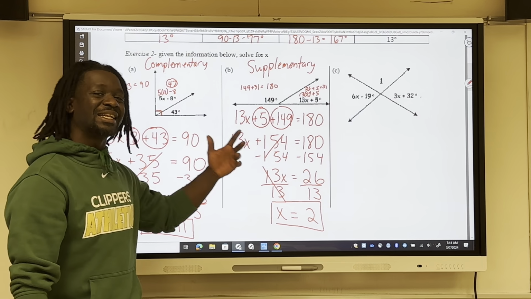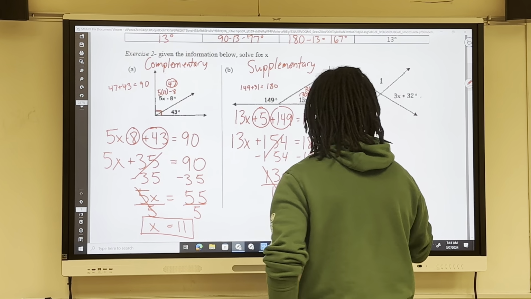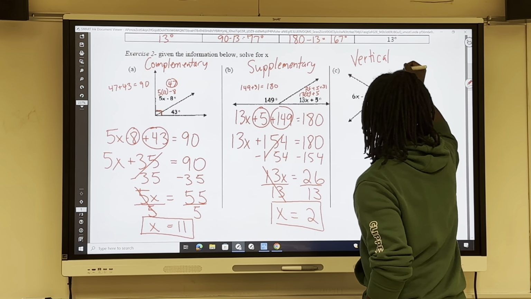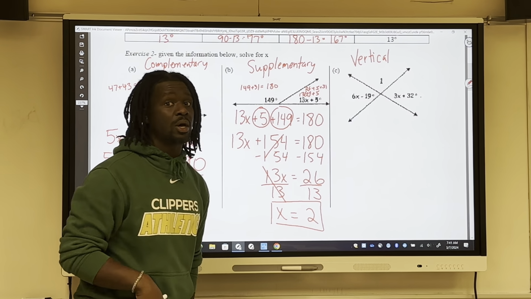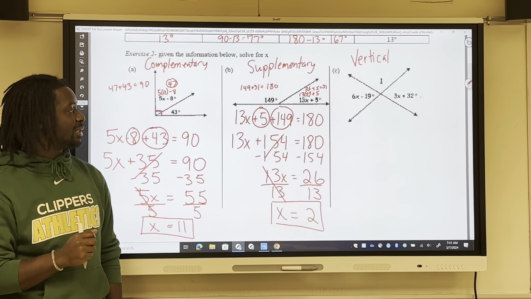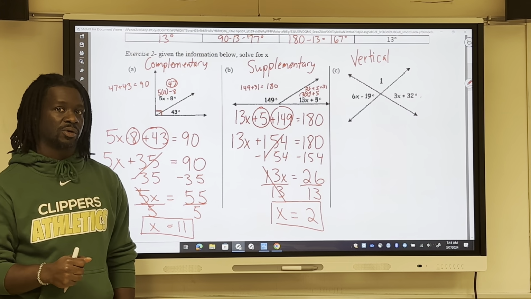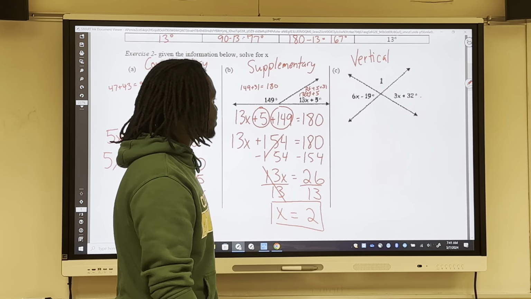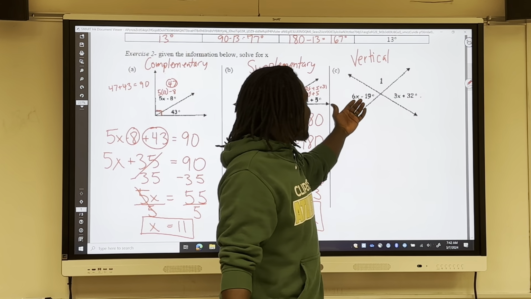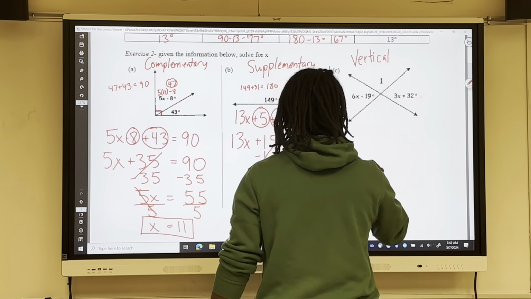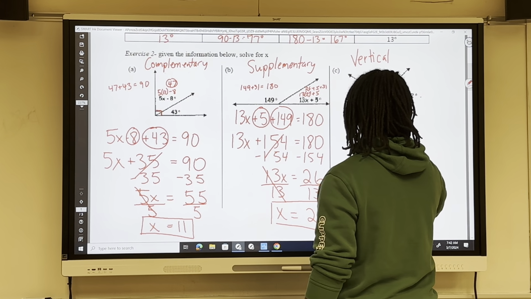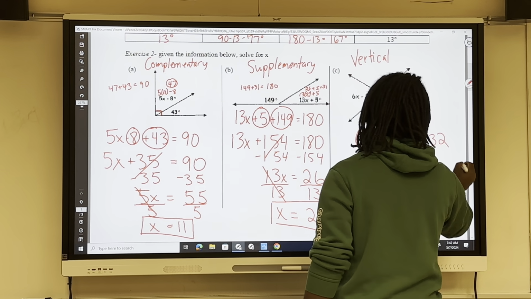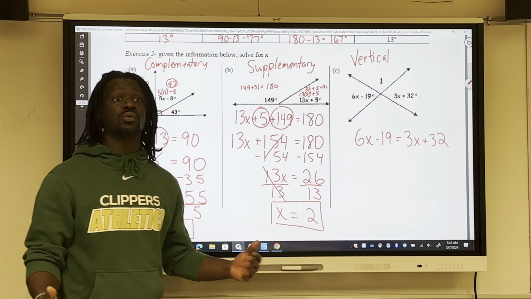All right, and then for the last type of problem that you could see, okay, these are vertical angles. And so what do we know about vertical angles? This one's a little different, but what do we know about vertical angles? Well, we know that they are equal to each other. So what am I going to do? I'm going to set this equal to that. So 6x minus 19 equals 3x plus 32. Okay, so I have them equal to each other.